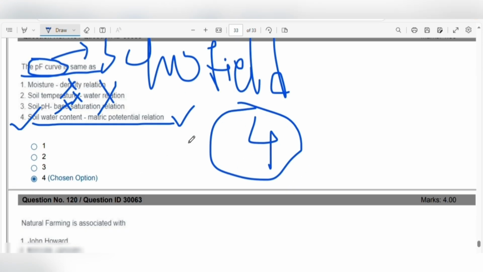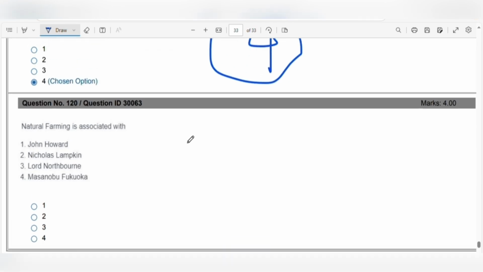All right. So coming to the last question of this session, again another question from organic farming and natural farming. I think for this also we have crossed the 10th mark very early, way back. So this is also a kind of general agriculture question. If you know this answer, you can get it, and there is no concept that you can apply. So natural farming is associated with, I think we all know the answer. This is an easy one. That is Masanobu Fukuoka. All right. Option 4 is the correct option.